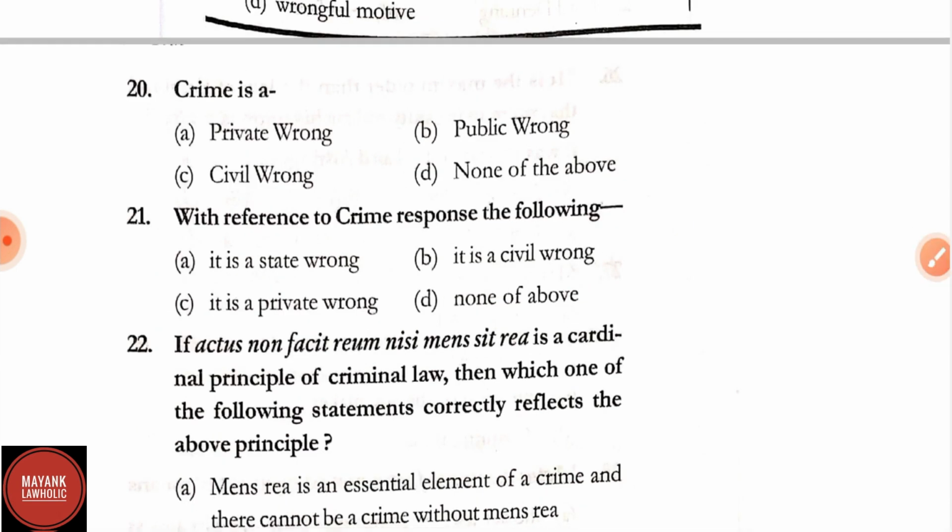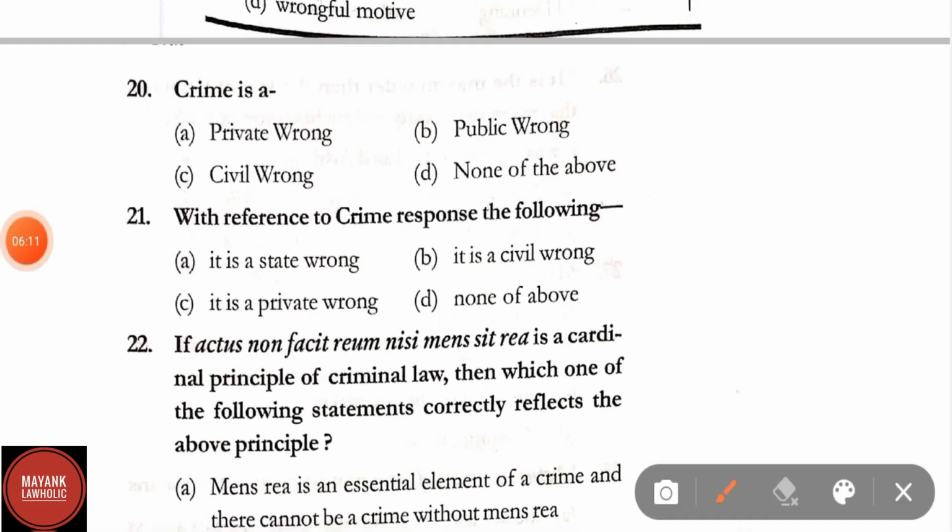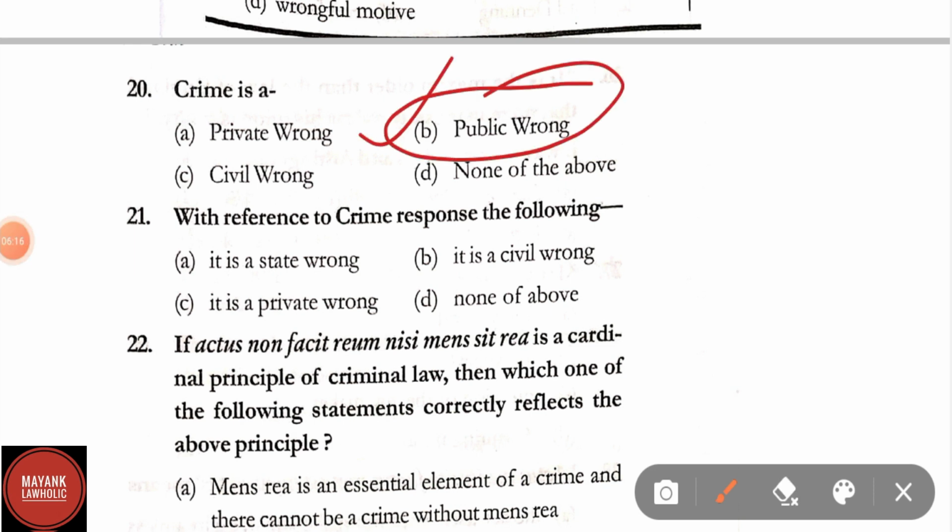Question number 20. Crime is a: option A, private wrong; public wrong; civil wrong; none of the above. Correct answer is public wrong. Crime is a public wrong.